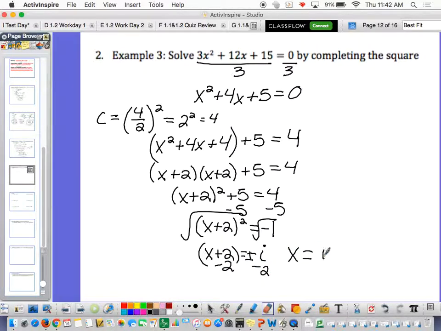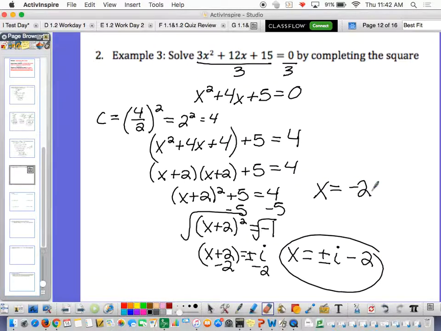So x is equal to plus or minus i minus 2. You could have also written it as, this is more common, x is equal to negative 2 plus or minus i. Either one of those. I kind of like the second way better that I just wrote, just because that puts the i on the end and it is standard form. But there's nothing wrong with the first way either.